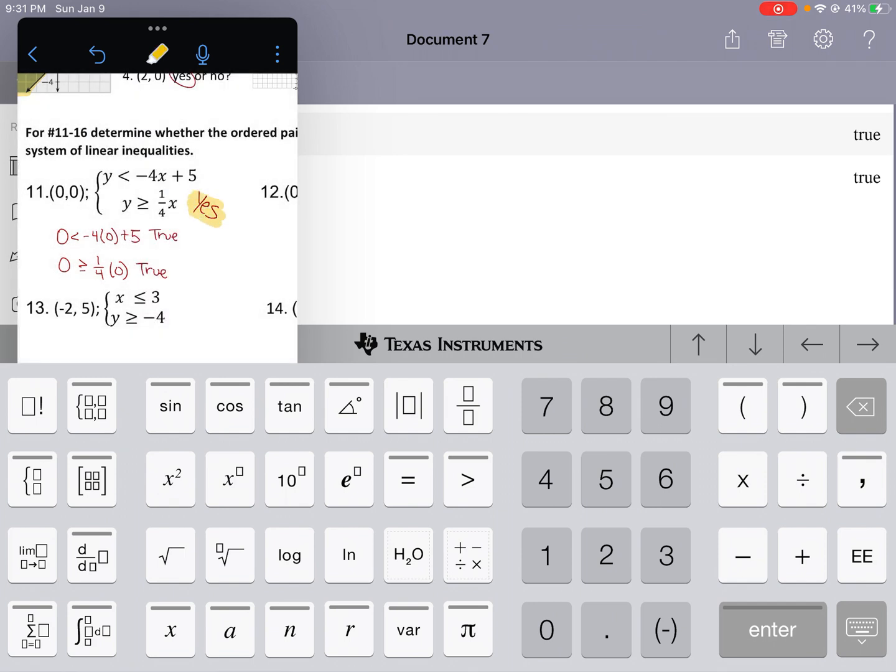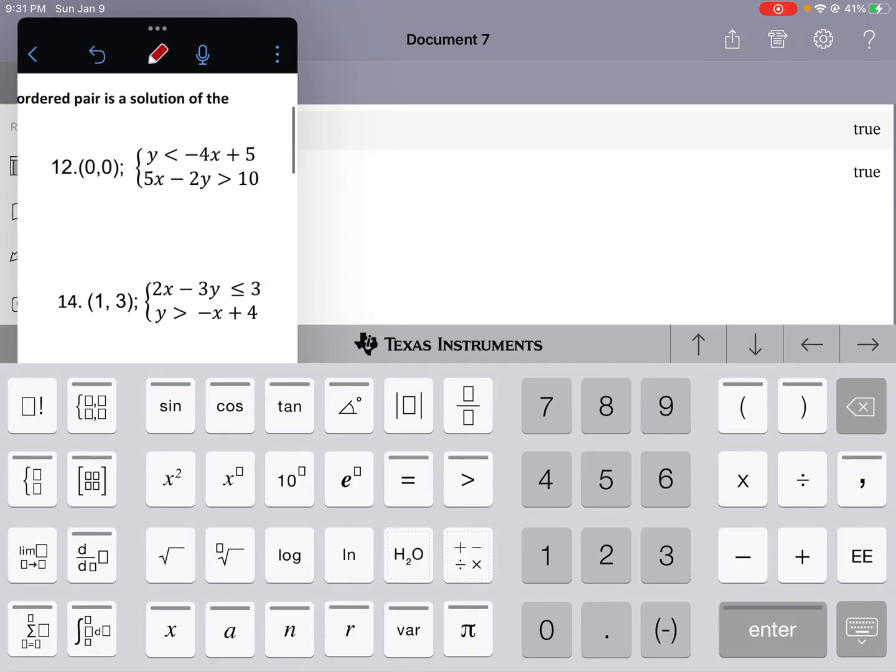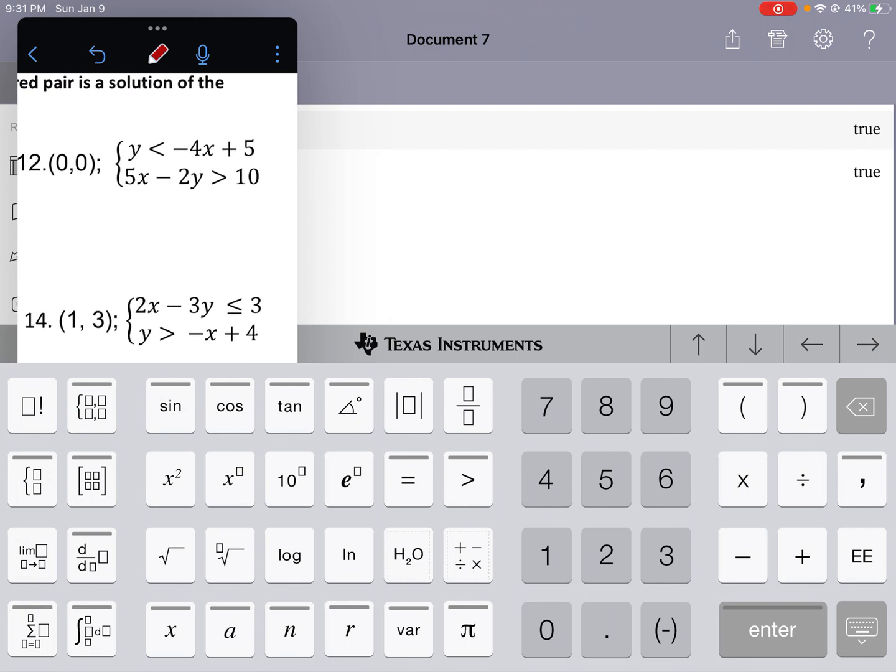Okay, so yes, we got a solution. Okay, going on to number 12. So we have two new equations and our point is 0, 0. So I'm going to plug it in.